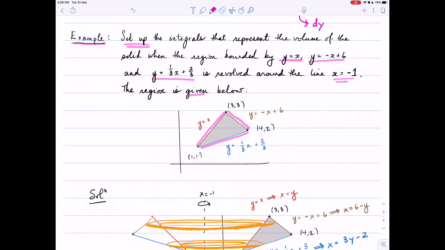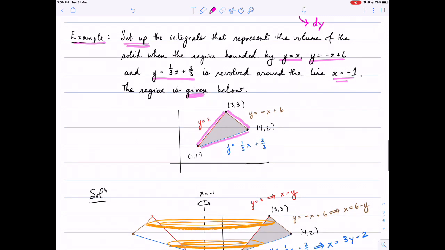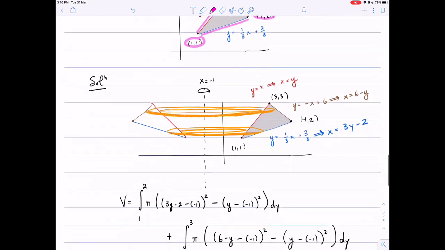The region is given below, right? But that is a gift. That's a little bit of a gift. It need not be given. You may very well need to graph that region yourself, and you may very well need to figure out what these points of intersection are so that you can know the bounds of your integrals. Okay, so here's our solution.